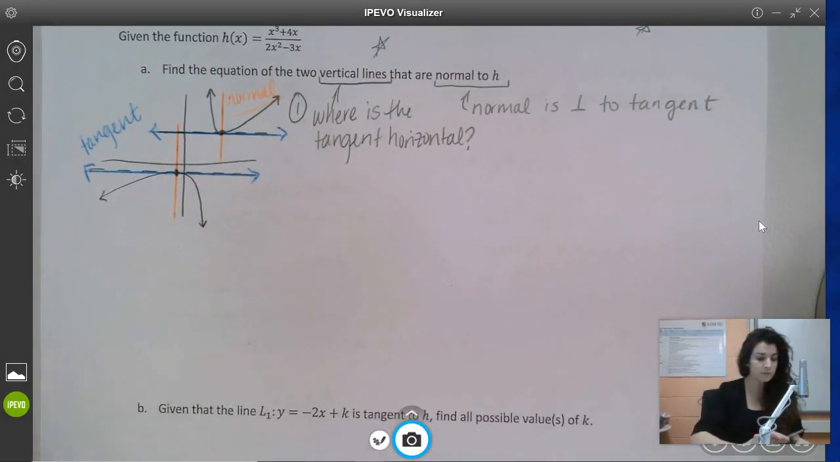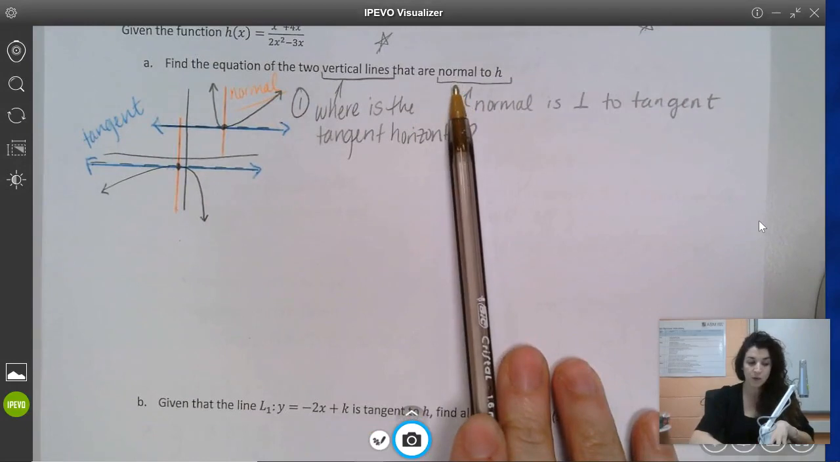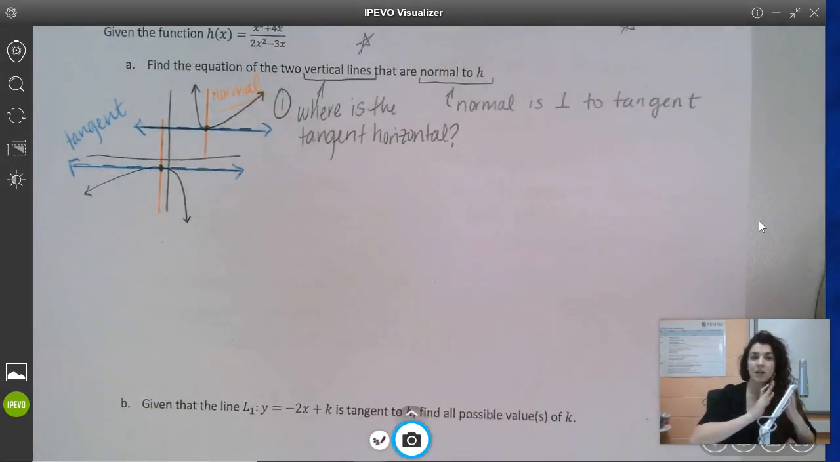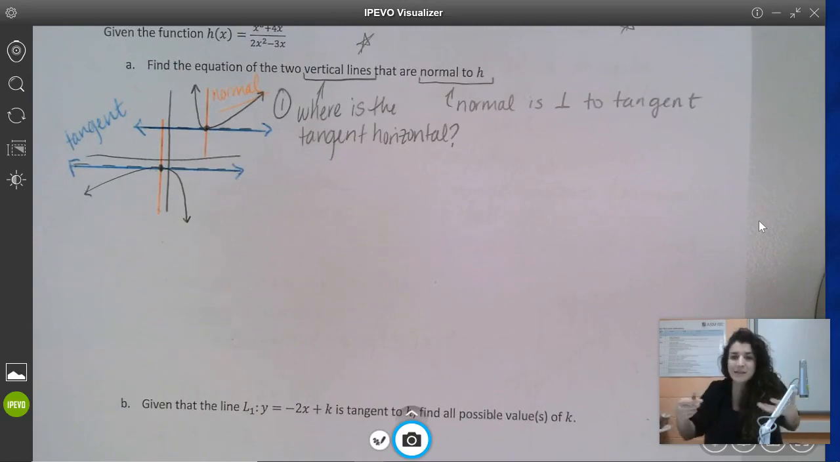Okay. So this idea of, well, what does it mean to be normal? And then what does it mean to be a vertical normal line? And connecting all those pieces together and understanding how it fits together.